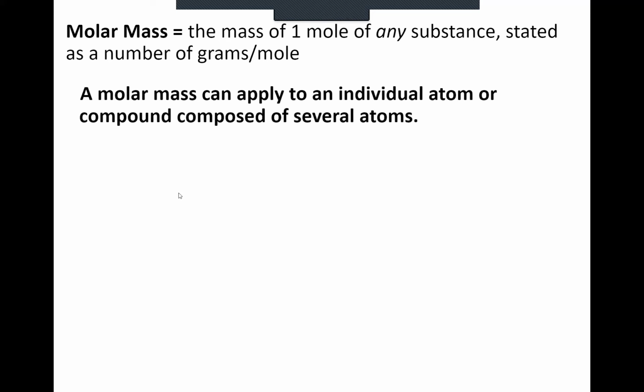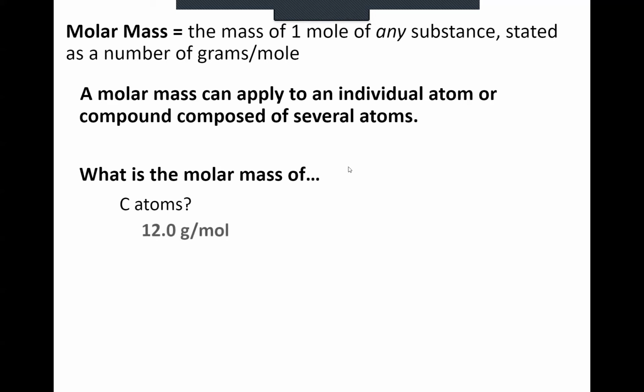Molar masses can apply to individual atoms or compounds. If we consider the molar mass of just plain carbon atoms, you would look up on the periodic table the average atomic weight of carbon, and you'd find, if you round to the 10th place, 12.0. 12.0 grams of carbon is equivalent to 1 mole of carbon. How about just plain hydrogen? Find hydrogen on the periodic table, look at its average atomic mass, round it to the 10th place, and you would get 1.0 grams for every mole.